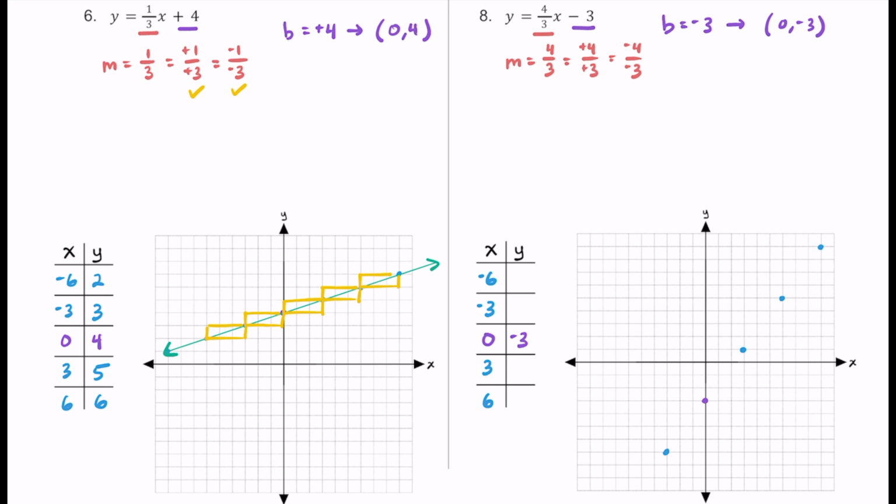And I'm going to run out of space. So here are some examples of some points that'll be on this graph as well. But let's go ahead and do the algebra to confirm.